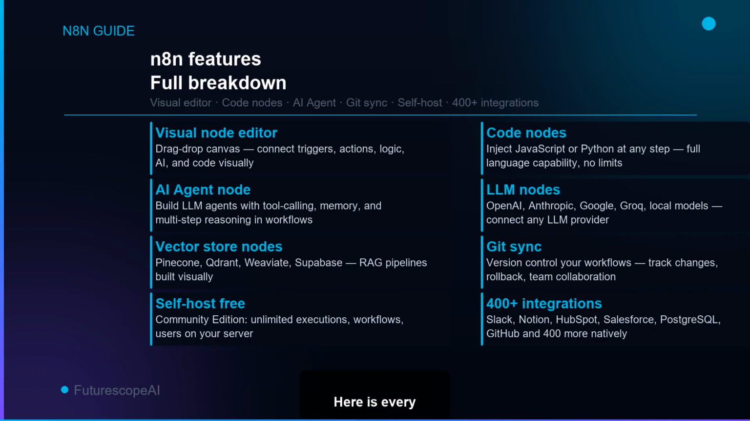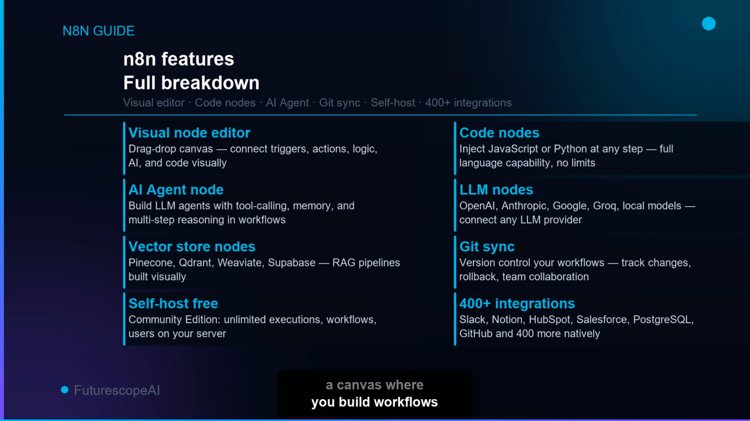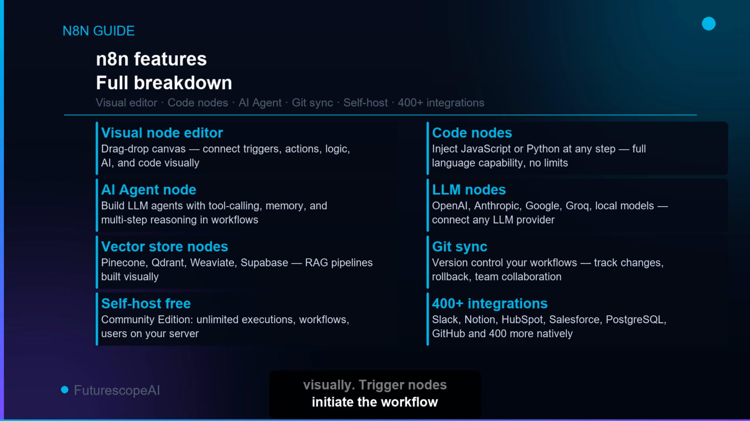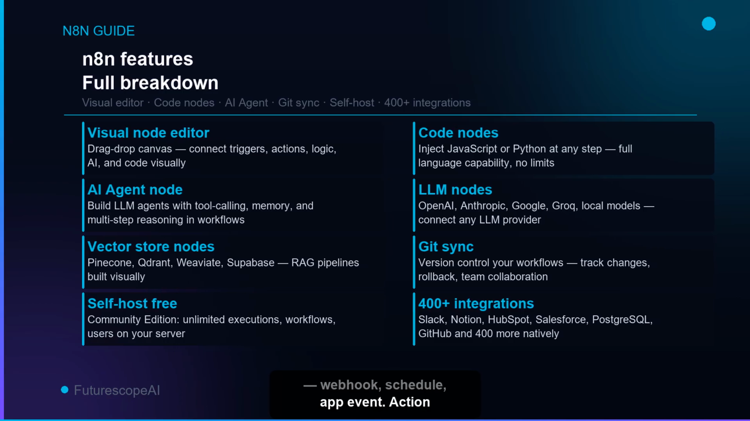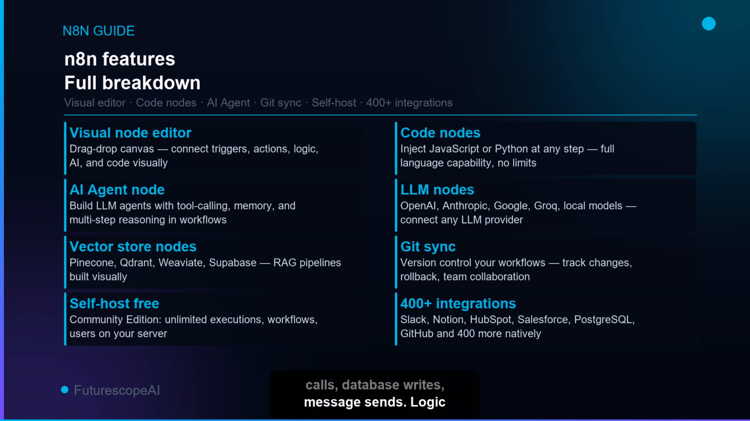Here is every major n8n feature. Visual Node Editor, a canvas where you build workflows by connecting nodes visually. Trigger nodes initiate the workflow, webhook, schedule, app event. Action nodes do the work, API calls, database writes, message sends. Logic nodes branch, filter, merge, and transform data. Code nodes inject JavaScript or Python at any point in any workflow. This is a genuine differentiator. When no native node does exactly what you need, you write the logic yourself without leaving n8n.